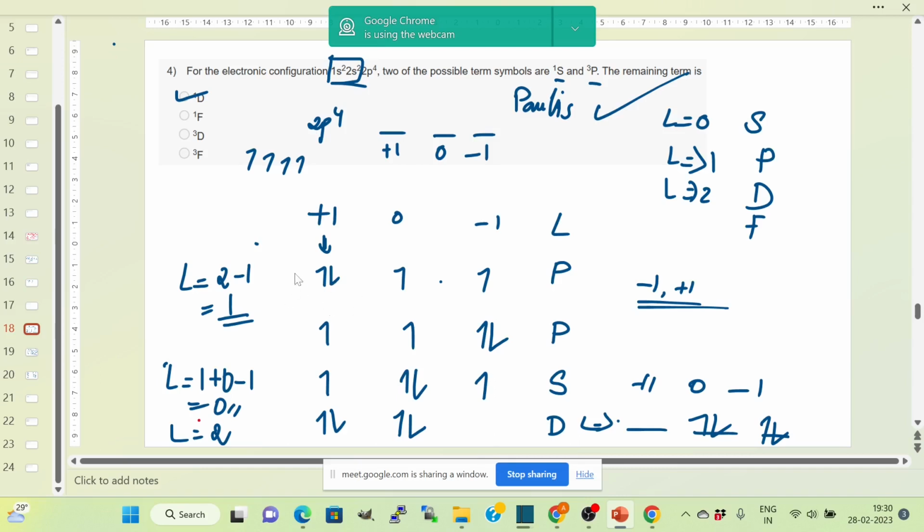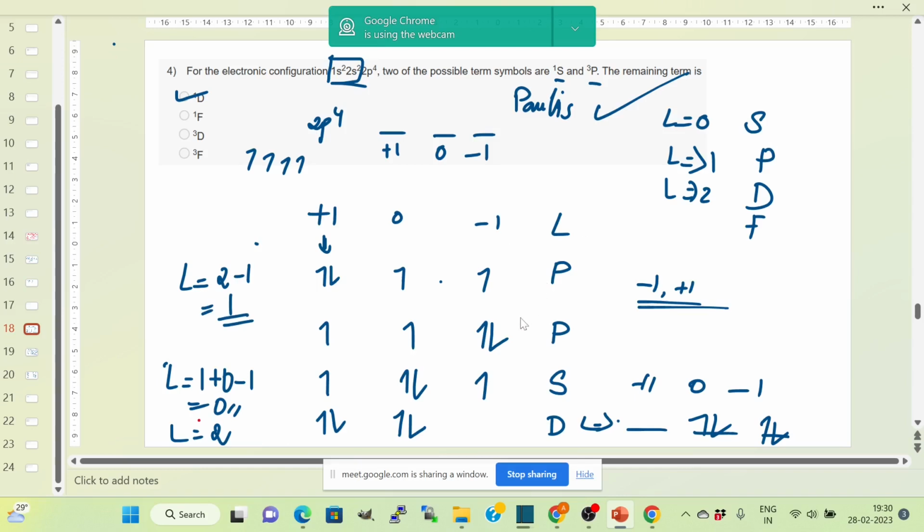Now, if I keep my two electrons here, so 1, 2, 3, and the fourth electron as paired, for each electron in this plus one state there will be one contribution, right? Because each electron will have plus one. So there are two electrons, so 1 into 1 plus 1 into 1, it will be 2. And 0 into 1 is 0. Then minus 1 into 1 will be 1. So 2 minus 1, so L here is 1. So L equal to 1 corresponds to P.